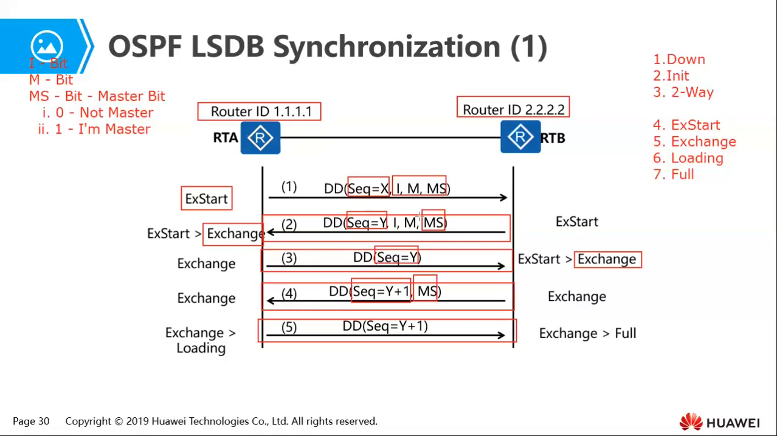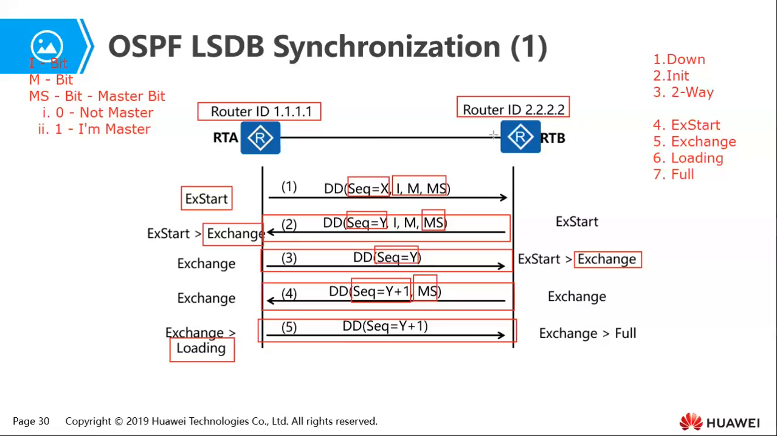During the loading state, you can see we are transiting here from exchange to loading. This is where we exchange the LSR, LSU, and LSAck. So we can send a link state request. Here, RTA is sending a request: hey, tell me about Kitale. Then this guy will reply, this is how you go to Kitale. Then this one will reply with an acknowledgement, thank you for telling me how to go to Kitale. So it is in the loading state where these routers exchange LSR, LSU, and LSAck packets.